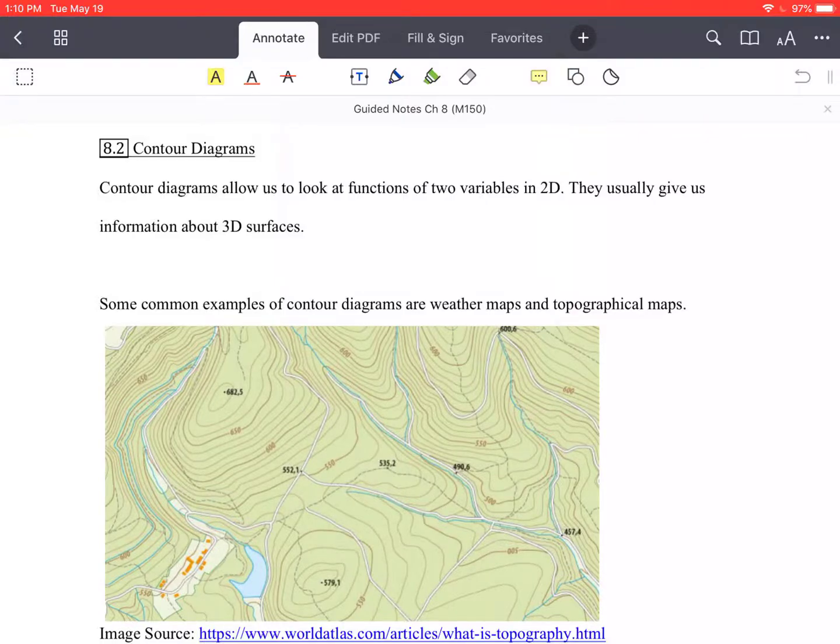Alright, we're back in section 8.2, so we're going to look at some visualizations of functions of two variables. These are called contour diagrams. Contour diagrams allow us to look at functions of two variables in two dimensions, even though functions of two variables usually give us information about 3D surfaces.